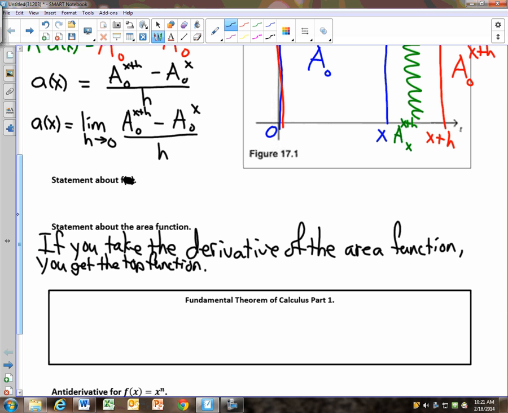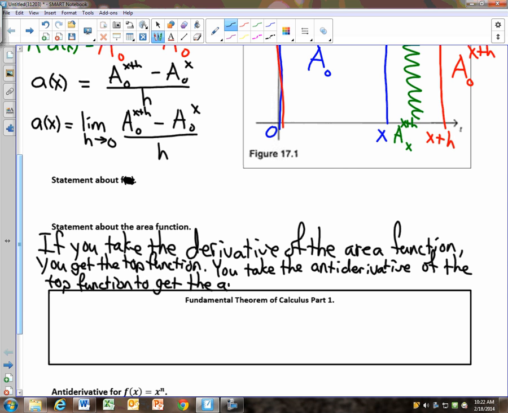So let's write this differently. Instead of saying if you take the derivative of the area function to get the top function, we'll write it like this. You take the antiderivative of the top function to get the area function. That's what we're doing today.